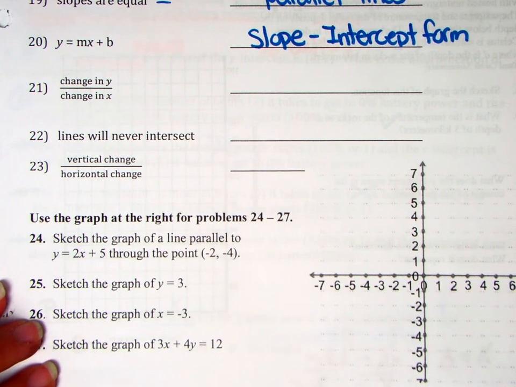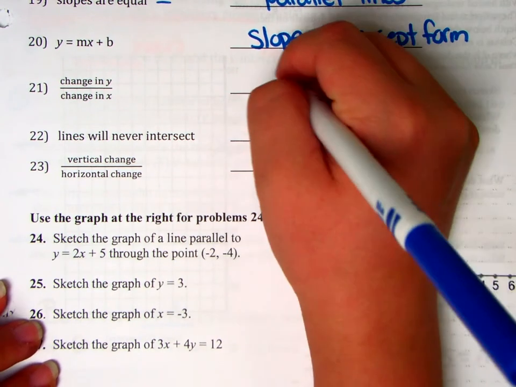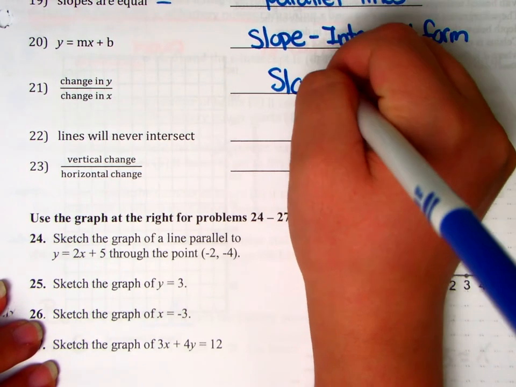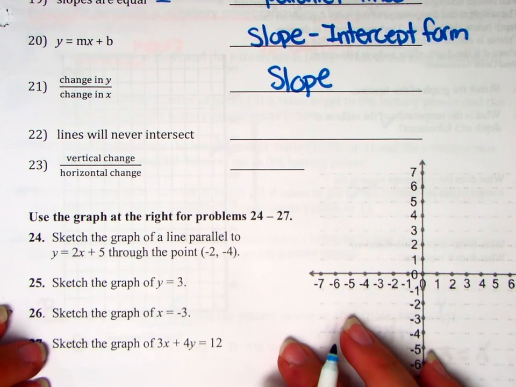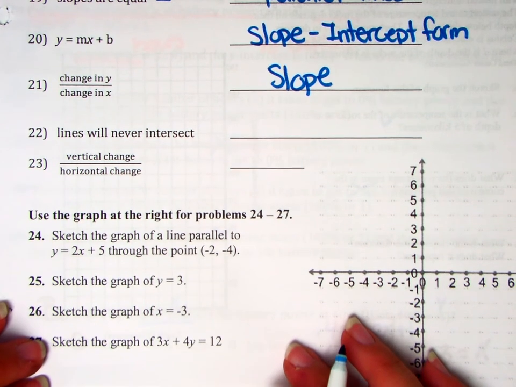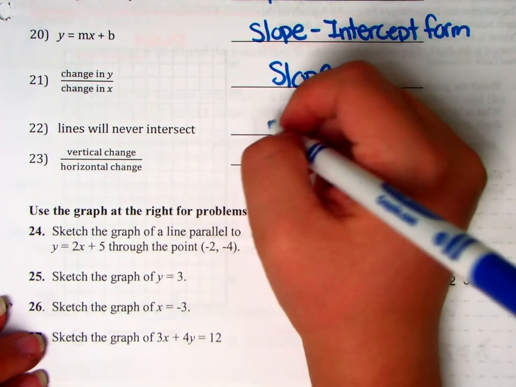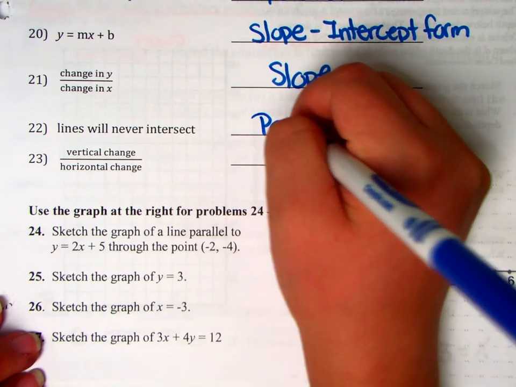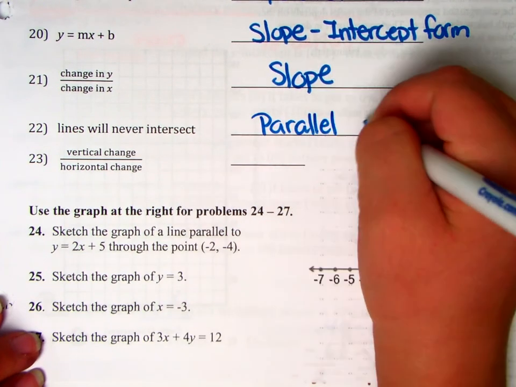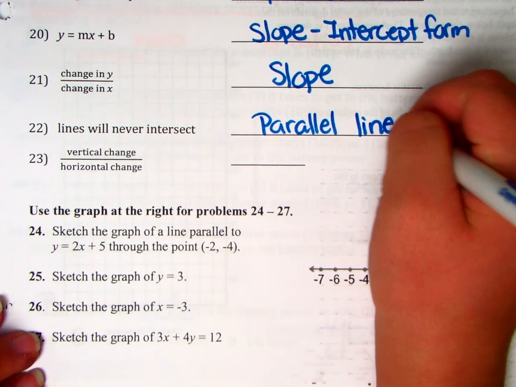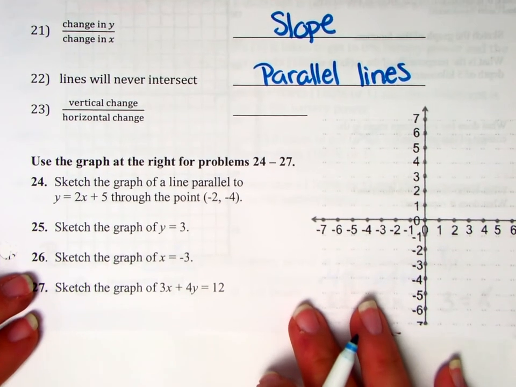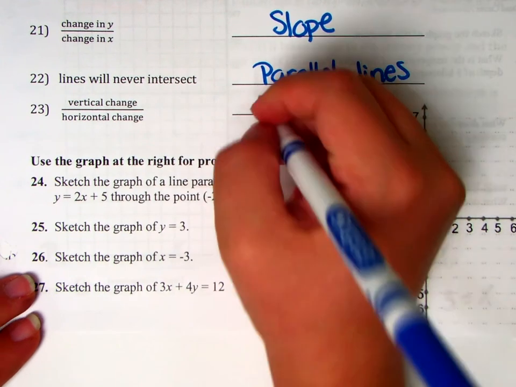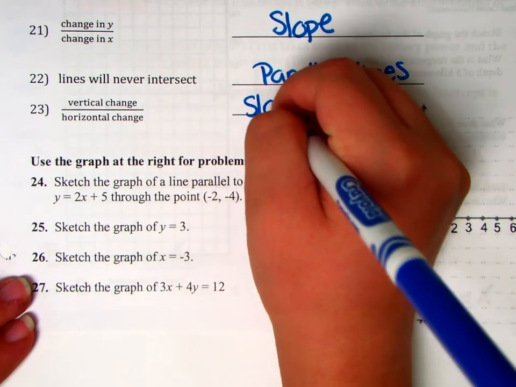Change in y over change in x, that is going to be slope. The lines will never intersect, meaning they are never ever going to touch ever. So that will be parallel. And then vertical change over horizontal change. Again, slope.